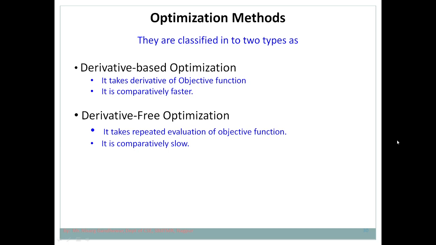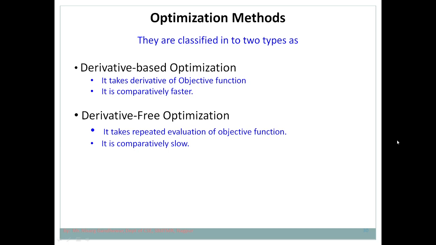So the objective function is important, and in derivative based optimization you need to take the derivative of that objective function, because the objective function represents the main objective of the particular technique that you are using. So in derivative based optimization, you are taking the derivative of that objective function, and comparatively derivative based optimization techniques are faster.